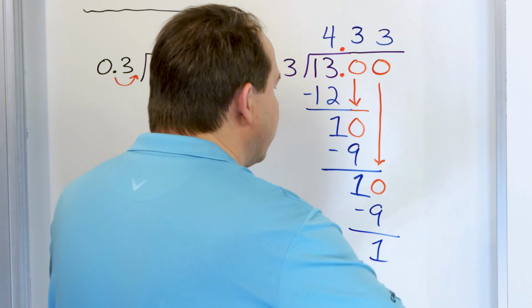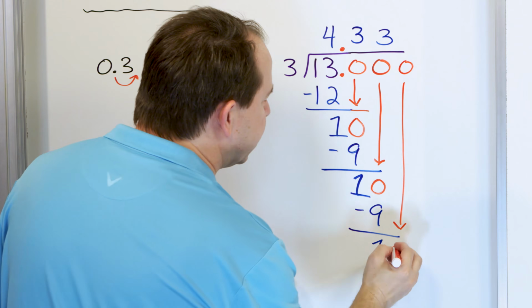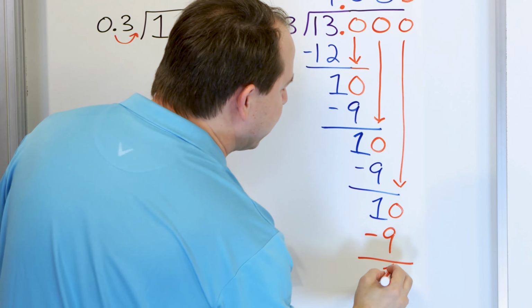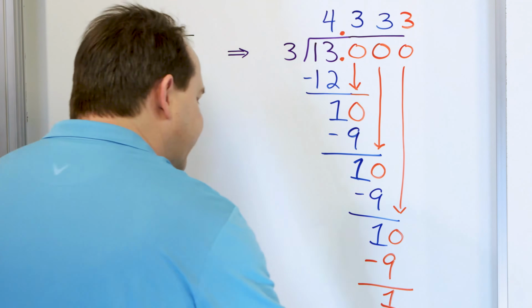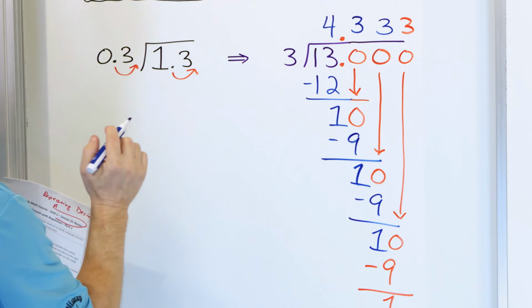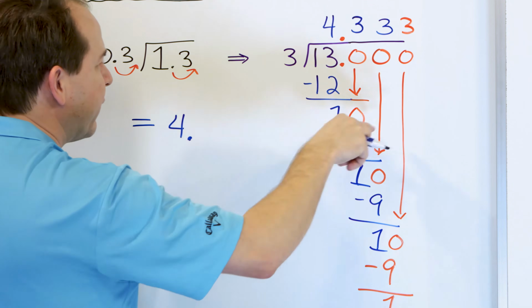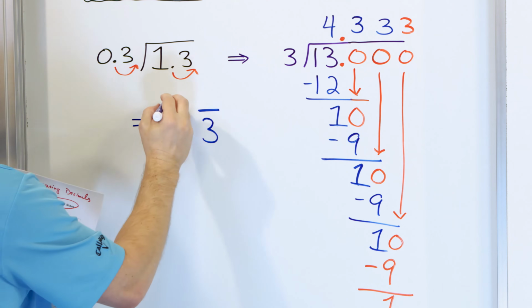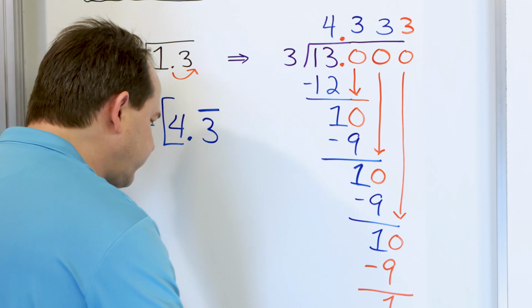In fact, I can just go again. I'll say, okay, well, I'll add another 0 here. I'll drag it down here. Then 3 times 3 is 9. And I'll subtract again. And I'll get a 1. And then I'll have to do the same thing again. I'll continue getting 3s. So what I will then say is the answer to this problem is exactly equal to 4.33333 forever. What we say is 4.3 repeating. This is how you write your answer, 4.3 repeating.